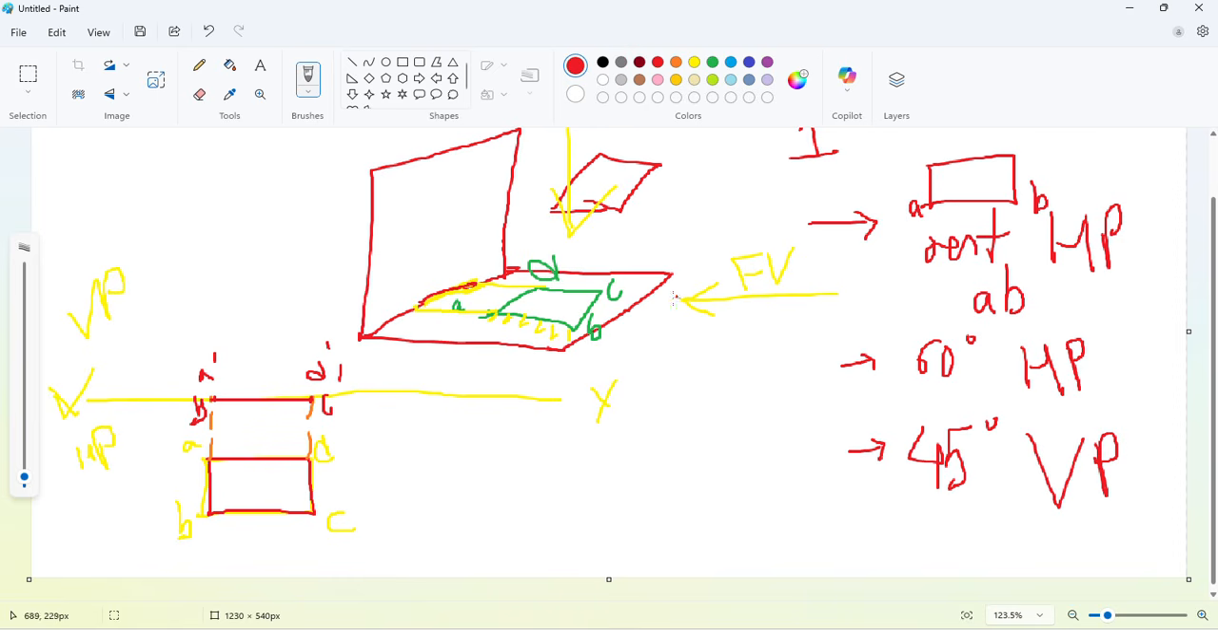So this is our first projection, our first step of the solution. What we have done till now is, we know this rectangular lamina or plane is resting on HP on one of its edges. So the top view will be like this.